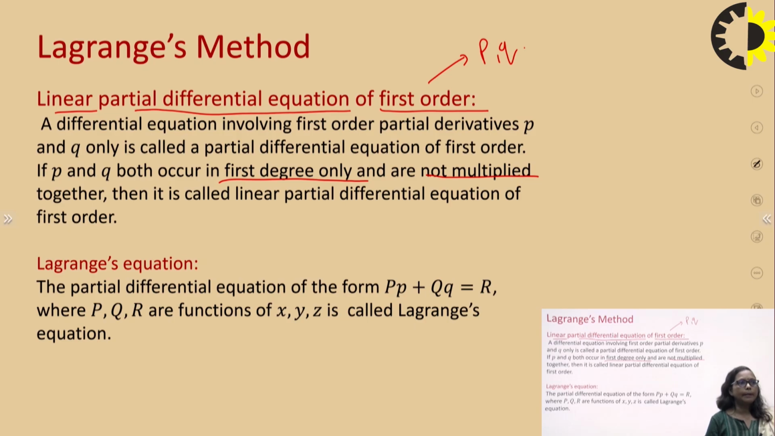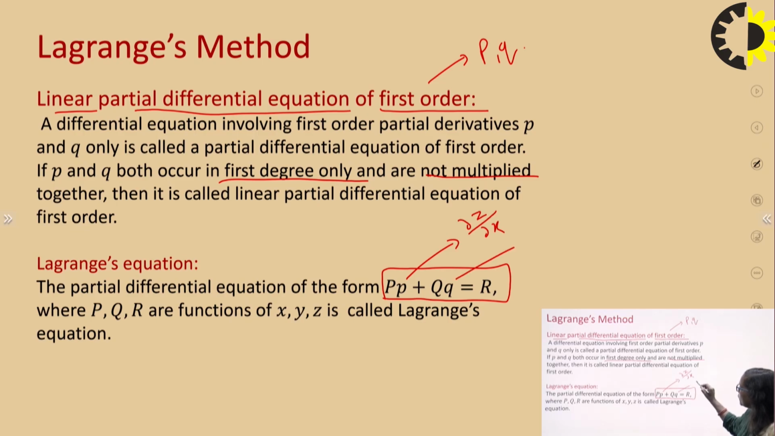So here in your syllabus, you have only one type of linear partial differential equation, which is very important, which is the Lagrange equation. So what is the Lagrange equation? A Lagrange equation is the partial differential equation of the form Pp plus Qq equal to R. This is the Lagrange equation, where capital P, Q, R are functions of x, y, z only. And you know that small p stands for del z by del x and small q stands for the partial derivative del z by del y. So this type of equation is called the Lagrange equation, and to solve it, we use a method which is called the Lagrange method.